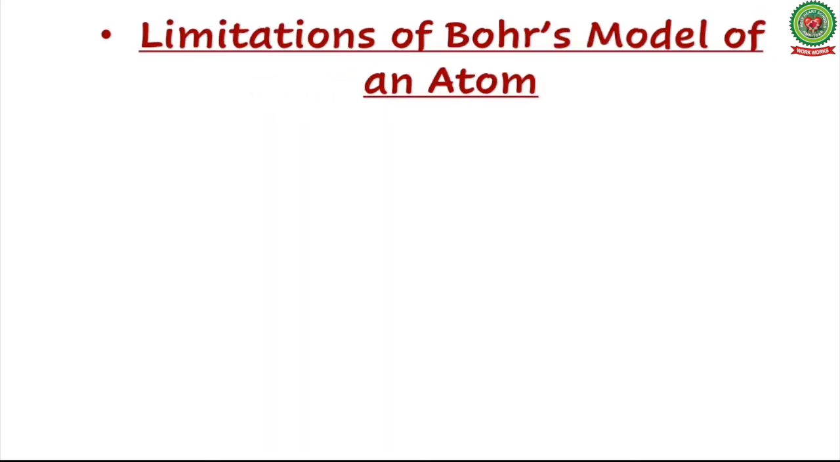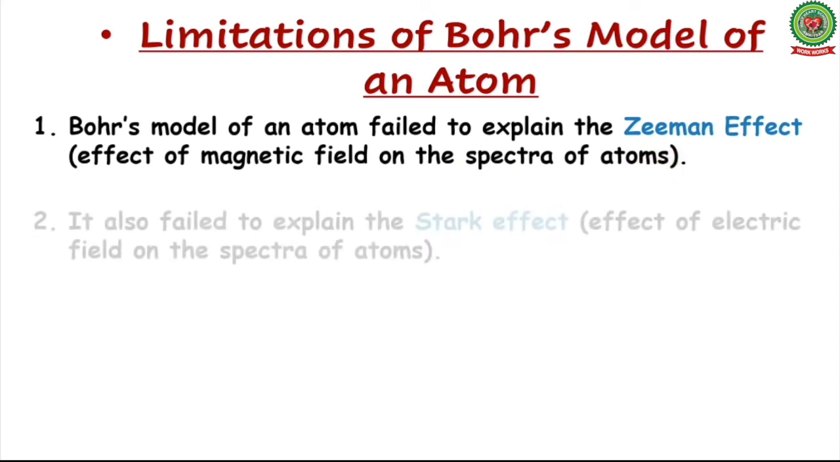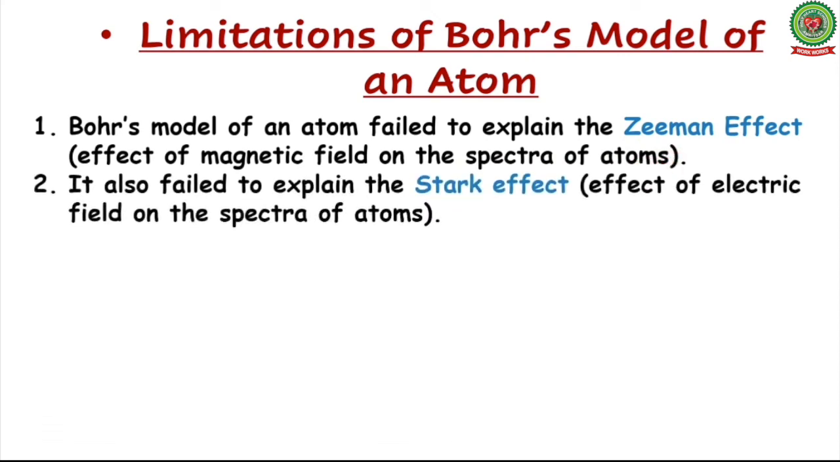The limitations of Bohr's model of an atom are as follows. Bohr's model of an atom failed to explain the Zeeman effect, that is the effect of magnetic field on the spectra of atoms. So Bohr was not able to explain this. It also failed to explain the Stark effect, that is the electric field effect on the spectrum of atoms.